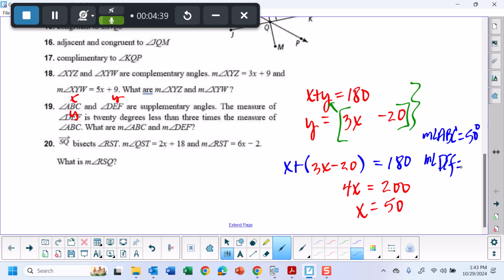Sound okay? Anything else? Did you have a question at the beginning? Okay, go ahead, question. For 18, what do you do for the measure of angle X?